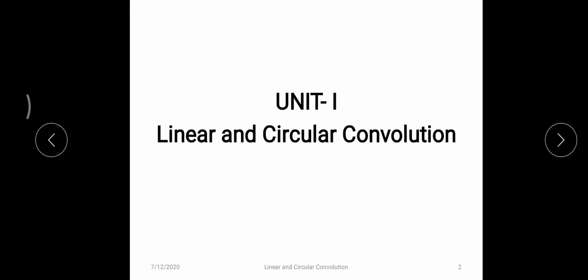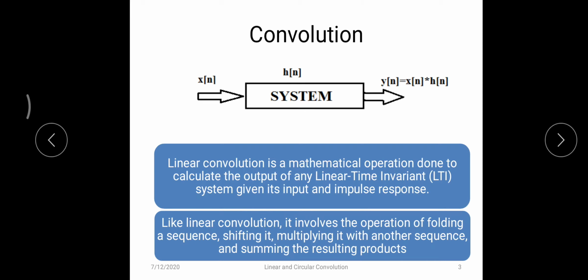This lecture is completely about linear and circular convolution. In the first slide, we are going to discuss what convolution is, how to do it, and what the types of convolution are. Assume there is a discrete system with impulse response h of n and discrete input x of n. If x of n is fed to the system, then the output of the system is written as y of n equal to the convolution between x of n and h of n. The convolution may be linear or circular.